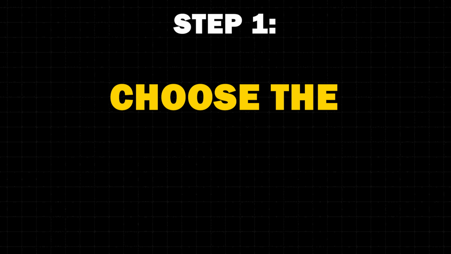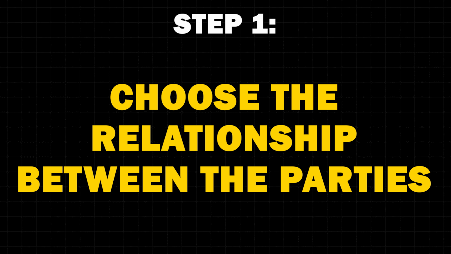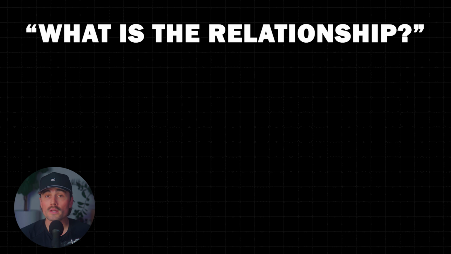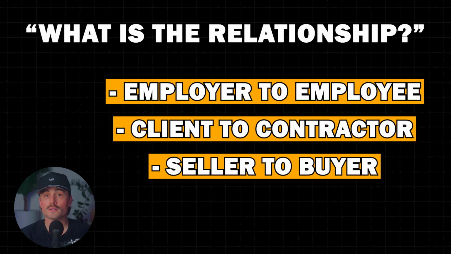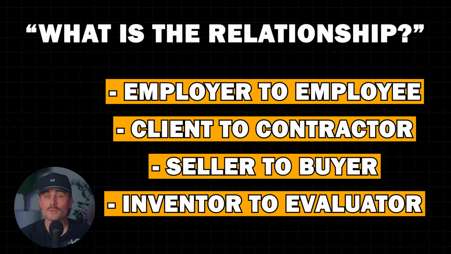Step 1, choose the relationship between the parties. You'll be asked, what is the relationship? Some examples: employer to employee, client to contractor, seller to buyer, inventor to evaluator. Choose the one that fits your situation best. This changes the wording inside the document.